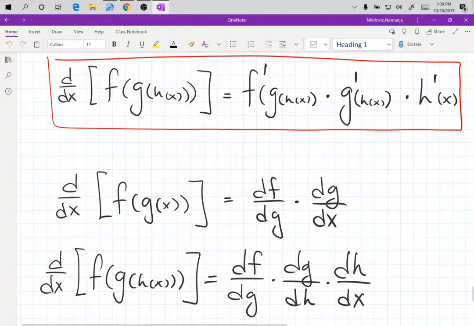Hello and welcome back to Calculus 1. This is part 2 of section 3.7, the chain rule. And we're going to take a look at some spicier problems.